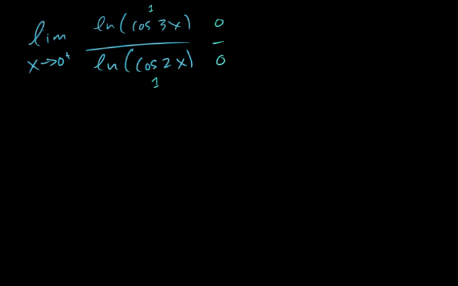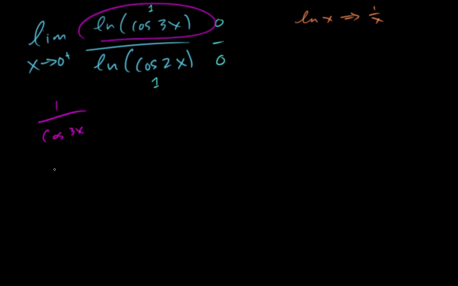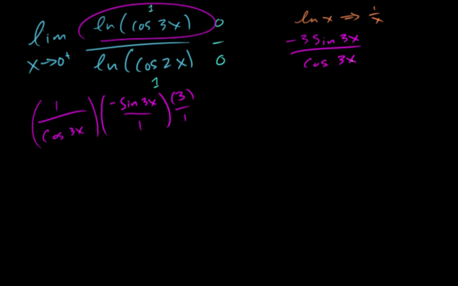So we need to use L'Hopital's rule, which is where we take the derivative. If we take the derivative of natural log of x, it goes to 1 over x. So for the top, we're going to get 1 over cosine of 3x, then multiply that by the derivative of the inside, negative sine 3x, and then multiply that by the derivative of the inside, which is 3. If we multiply all the tops together, we end up with negative 3 sine 3x over cosine 3x.